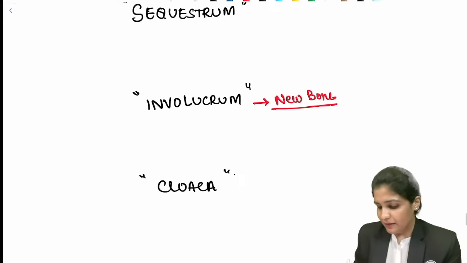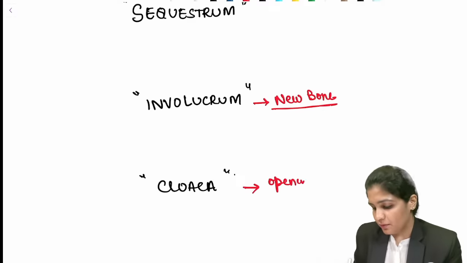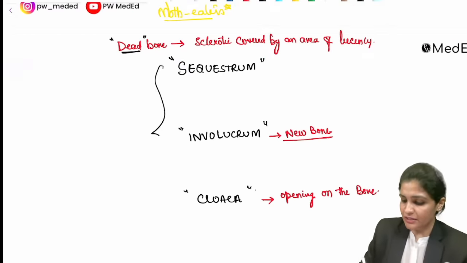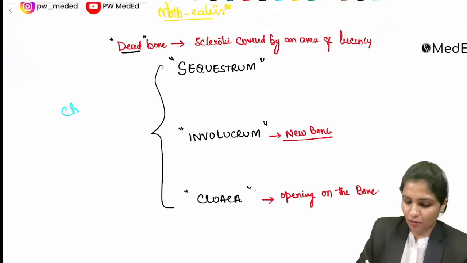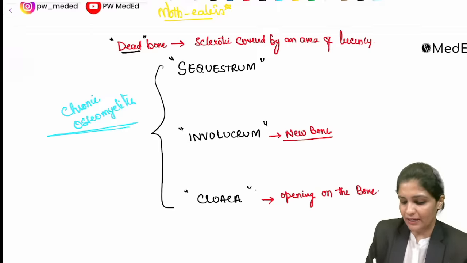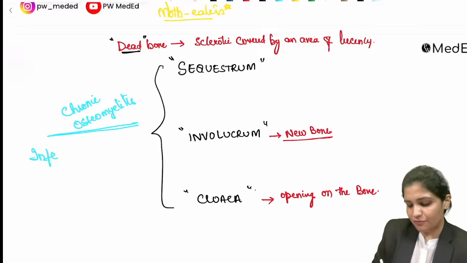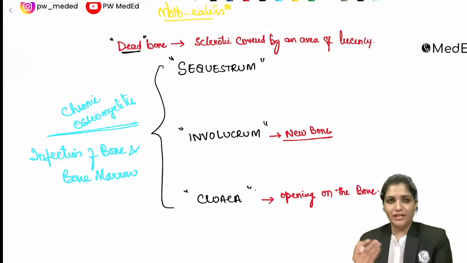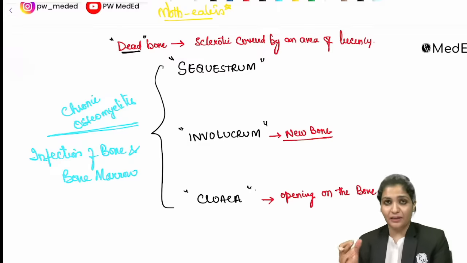And then what is cloaca? The openings on the bone are called cloaca. So all these are the features of which condition? These are the features of chronic osteomyelitis. An important topic, chronic osteomyelitis. What is chronic osteomyelitis? Infection of bone and bone marrow. Itis is inflammation, myelo is marrow, osteo is bone. So infection of bone and bone marrow will result in this particular condition.